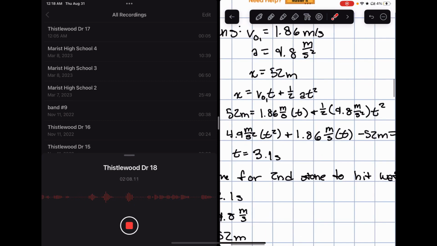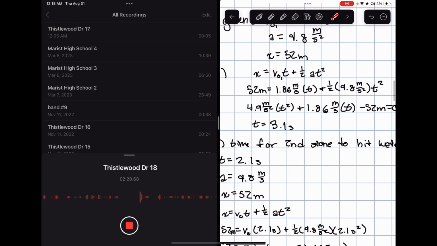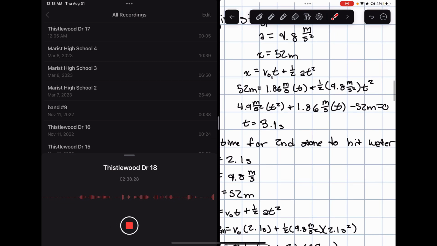Displacement equals initial velocity times time plus 1/2 acceleration times time squared. Now, I plugged all of my givens in, and I got 52 meters equals 1.86 meters per second times time plus 1/2 9.8 meters per second squared times time squared. I multiplied what I needed to, I moved over what I needed to, and I got the equation 4.9 meters per second squared times time squared plus 1.86 meters per second times time minus 52 meters equals 0.